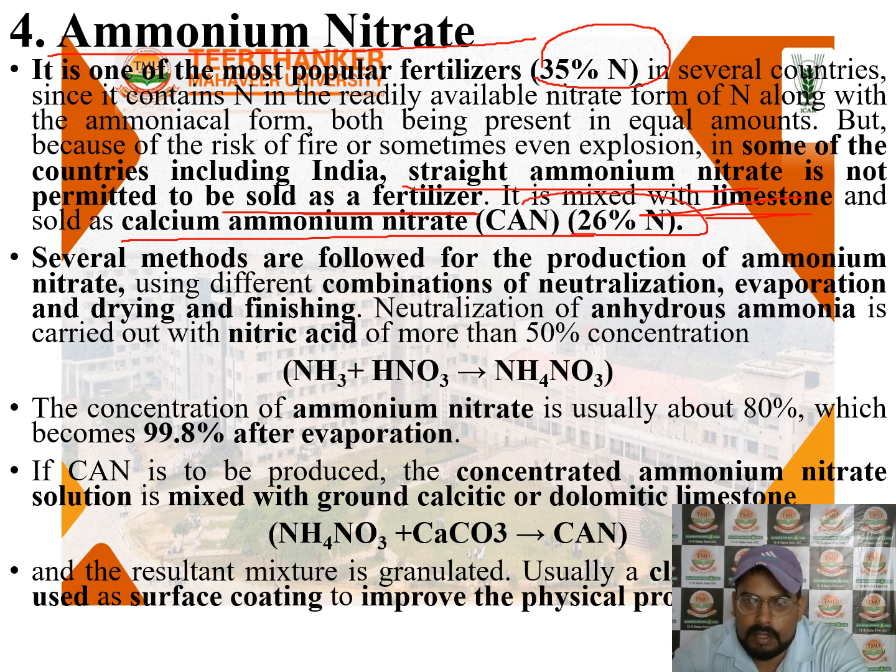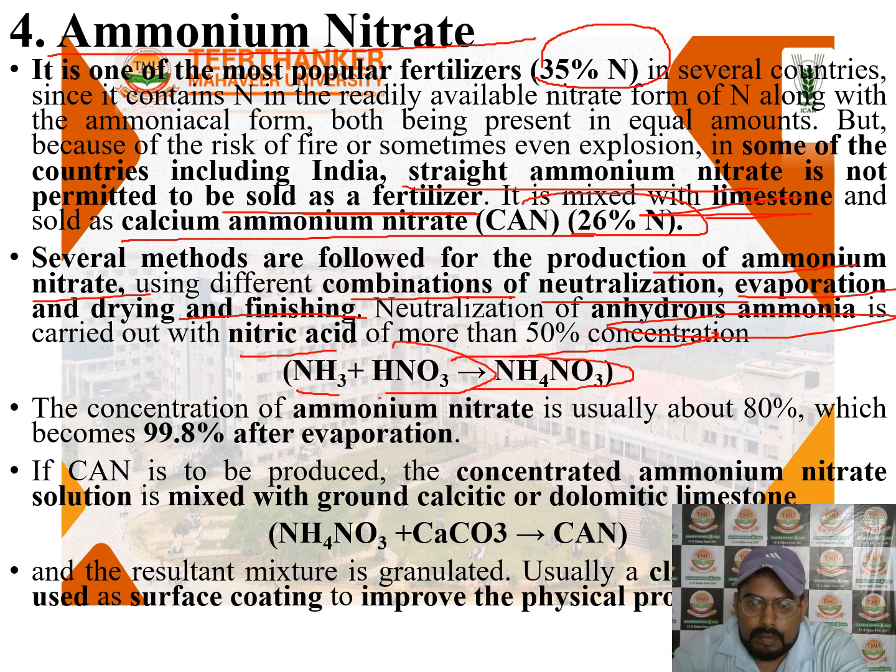Next, several methods are followed for the production of ammonium nitrate, using a combination of the neutralization process, evaporation, and drying of the finishing. The neutralization uses anhydrous ammonia, which is reacted with nitric acid, with more than 50% concentration ammonia with the nitric acid, to give ammonium nitrate.